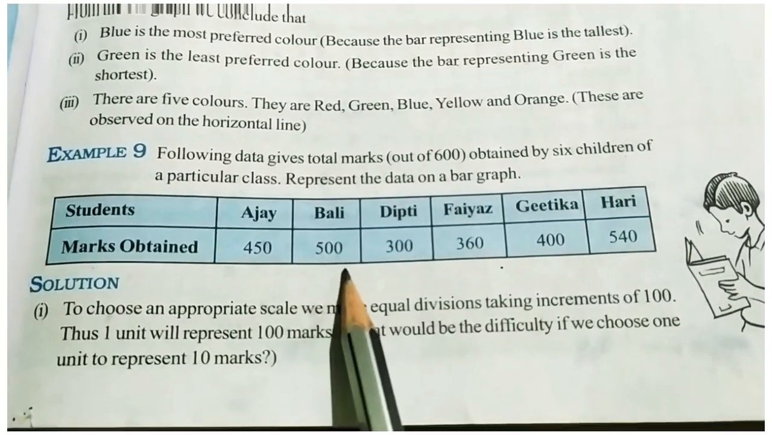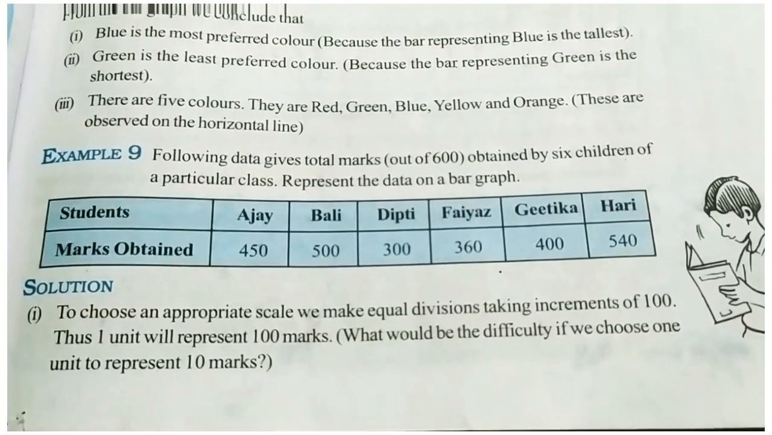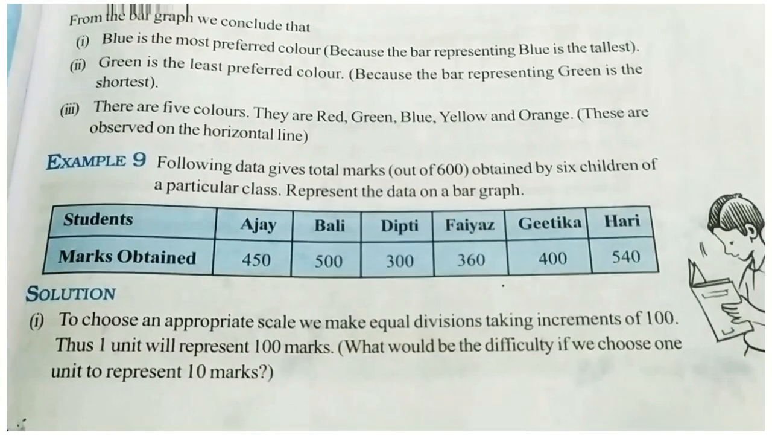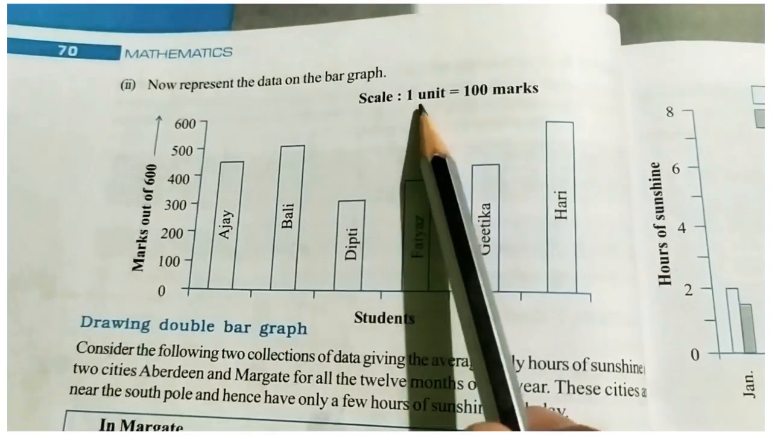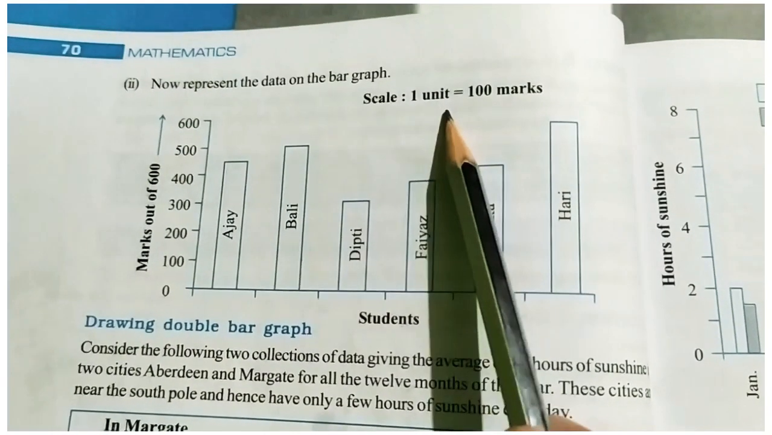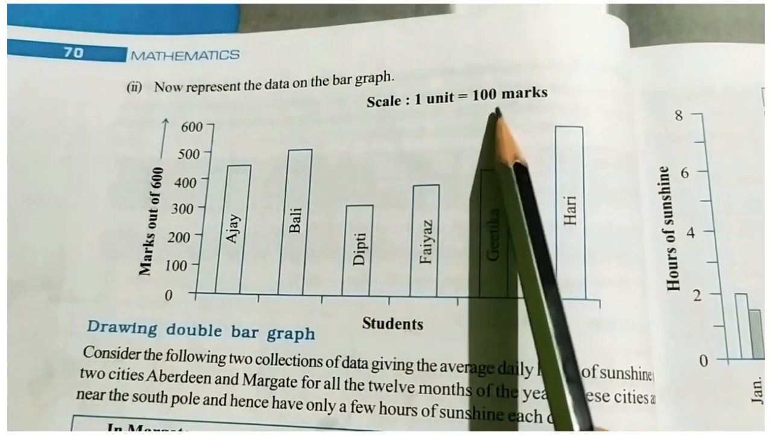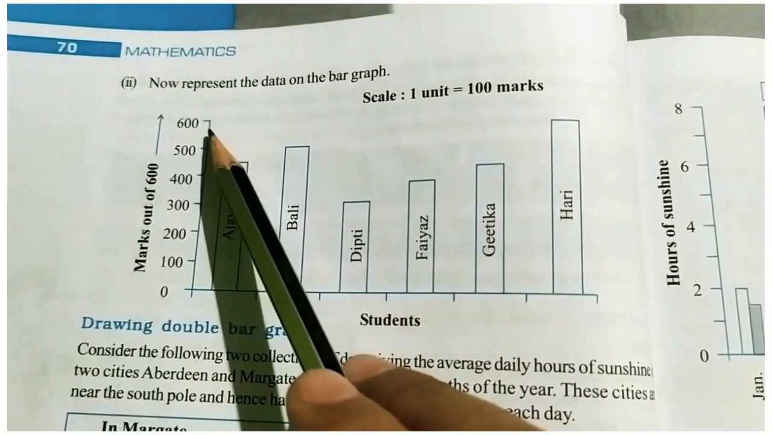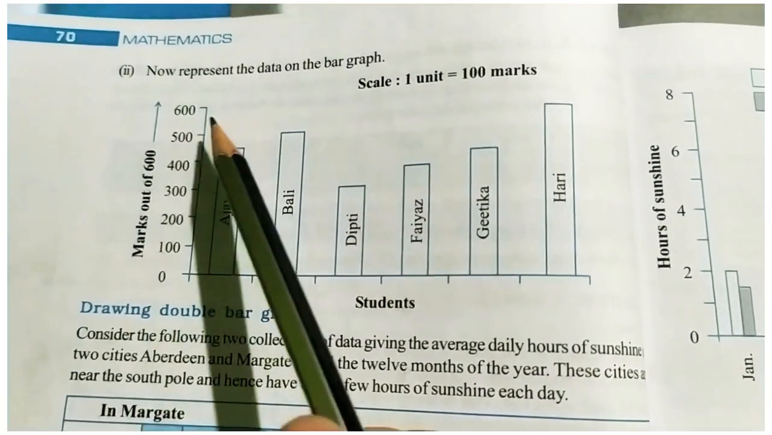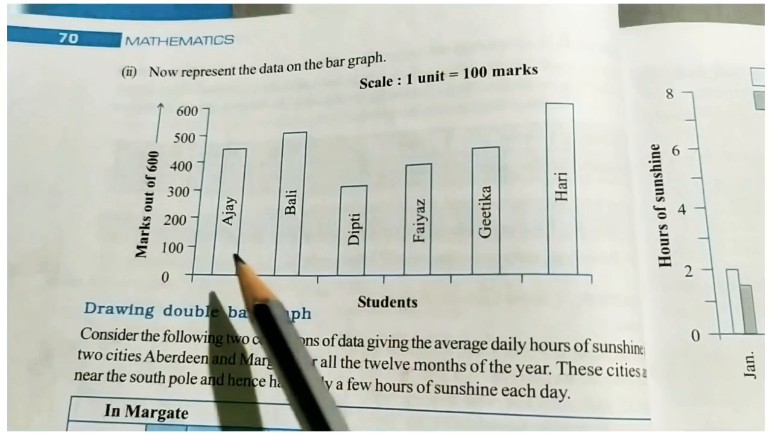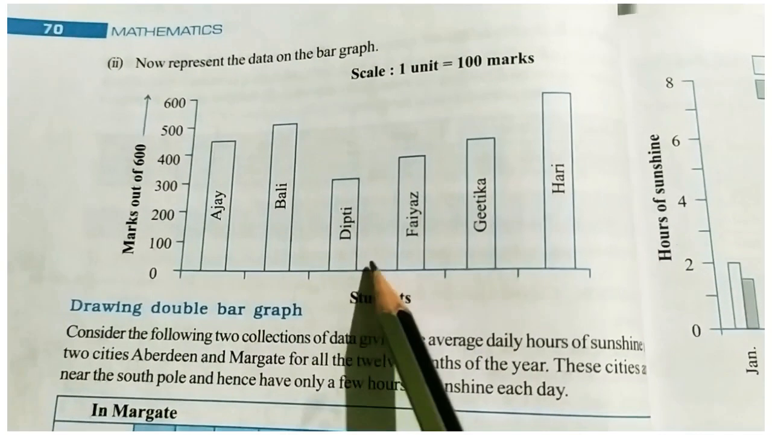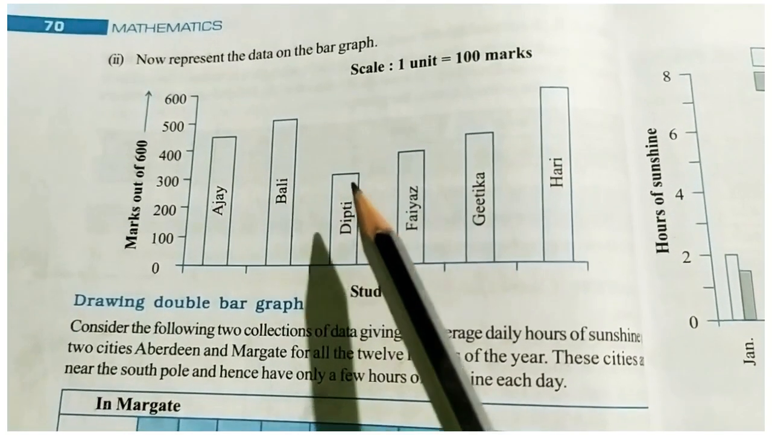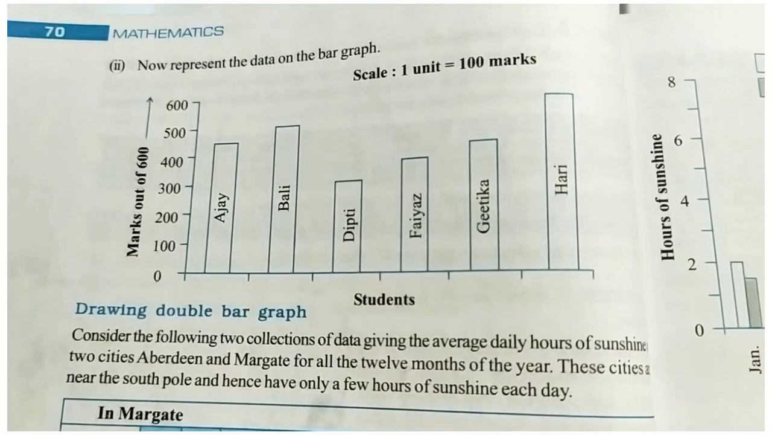So you can take your scale as 1 unit, meaning 1 centimeter equals 100, and draw the bar graph. See here the scale they are taking is 1 unit; in your book you can take 1 centimeter as 100 marks. Start with 0, next 100, 200, up to 600, because the total marks are 600. So take it up to 600 and afterwards plot the graph in your notebook. Then you will see who got the most and who got the least. Like this you have to do.